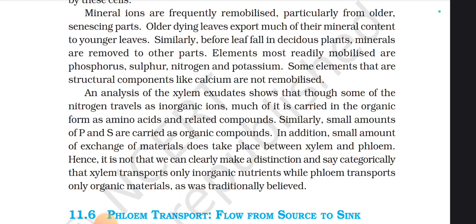Hence, it is noted that we cannot clearly make a distinction and say categorically that xylem transports only inorganic nutrients, while phloem transports only organic materials, as was traditionally believed. हम लोग ऐसे जानते हैं, लेकिन ऐसा कोई डिस्टिंक्शन या कैटेगोरिकली नहीं है अभी तक. यहाँ पर नोट लिखा हुआ, गौर करना है.